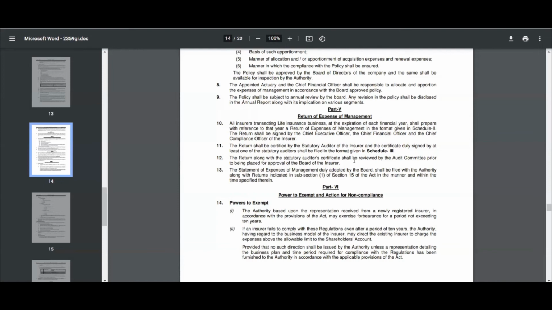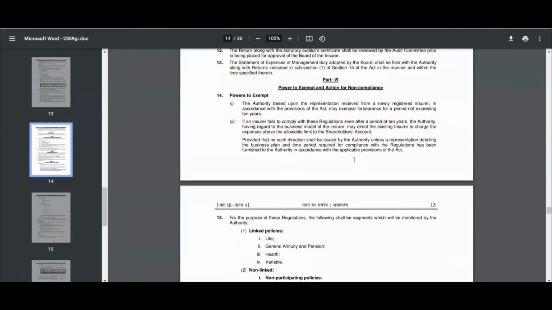And after approval by the audit committee, this would be adopted by the board of directors, and it will be published as the annual report, as per sub-section 1 of section 15 of the Act, following the process and the timelines mentioned therein. Now, for a newly registered insurer, the authority can exercise forbearance for a period not exceeding 10 years.